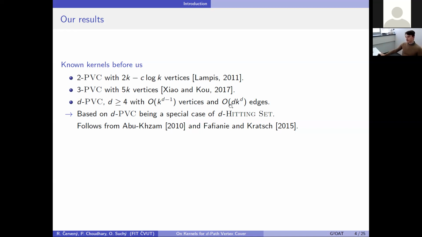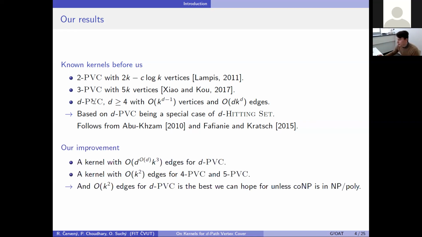Please note that the exponent of k includes the d, the parameter, or the constant of the problem. And how did we improve on this? We have managed to put together a general kernel for d-PVC that does not have this dependence in the exponent of k. So now it is just k cubed, and the d is put in front. So that is one great improvement.